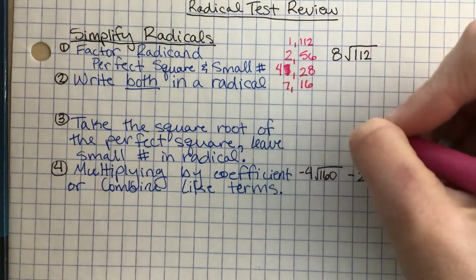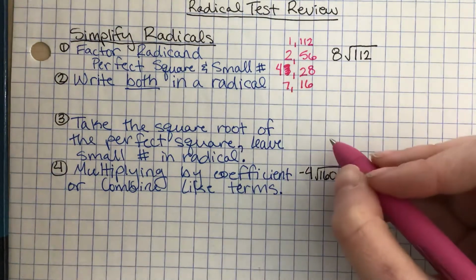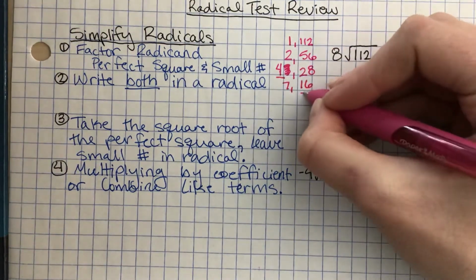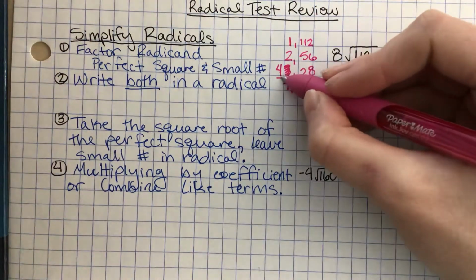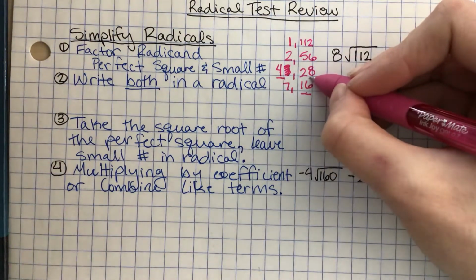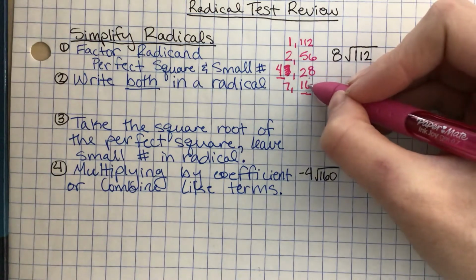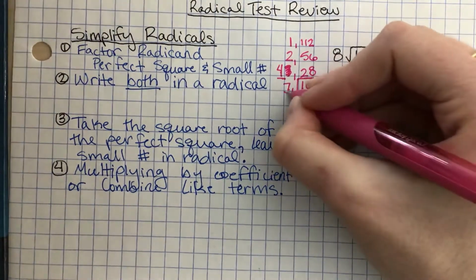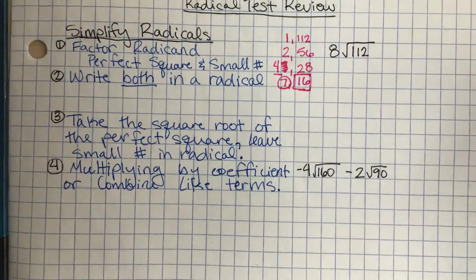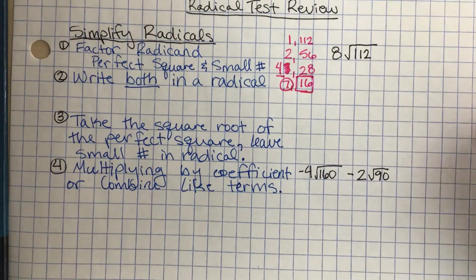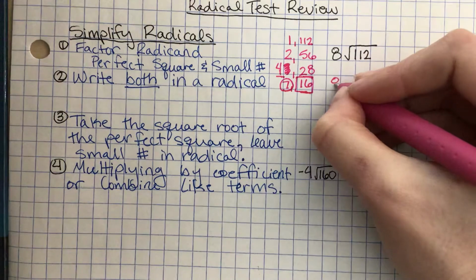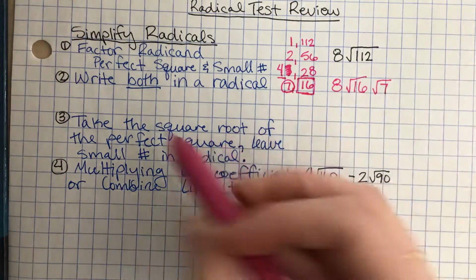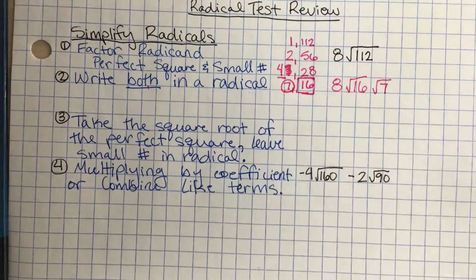It goes with 16. Now, we could keep listing more factors, but we said we want a perfect square, and I have a few listed here. We have 4, and we have 16. Now, 4 is a perfect square, but I don't like 28 because it has more factors. It's a larger number. However, 16 is a perfect square, and I do like its partner because its partner is 7. 7 is not only a small number, but it's also prime. Its only factors are 1 and itself. So we would write this next step as 8 times the square root of 16 times the square root of 7. We're writing both our factors in a radical sign.